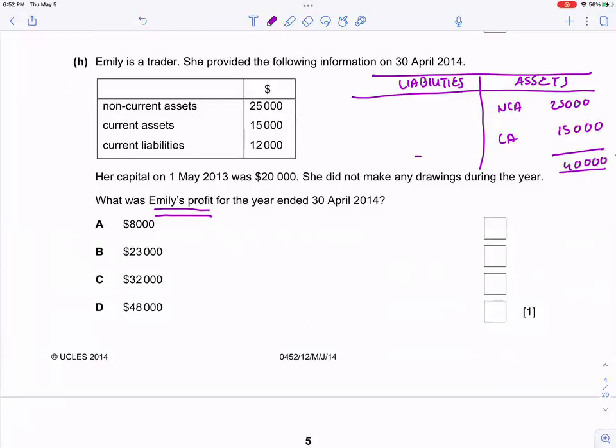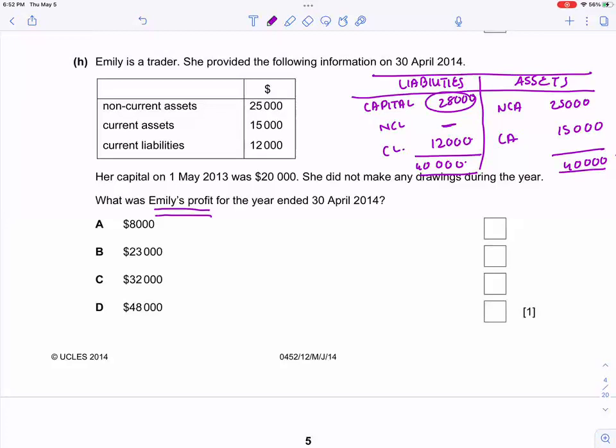And your total assets is always equal to your? Total liabilities. So total liabilities will also be 40,000. Now, liabilities is made up of three things. What are the three things? Capital, non-current liability, current liability. Do you have any non-current liability? No, but you have current liability. So your total capital would be how much? 40,000 minus 12,000, I think. Yeah, 28,000.